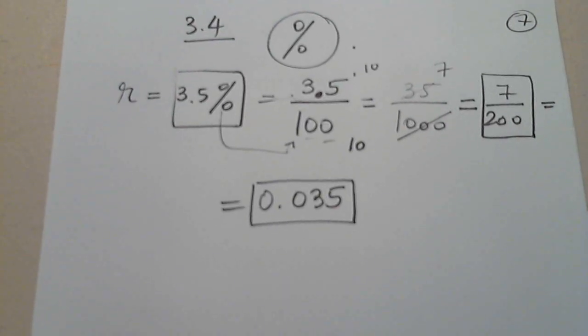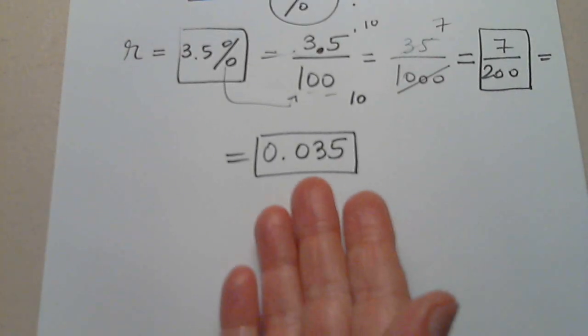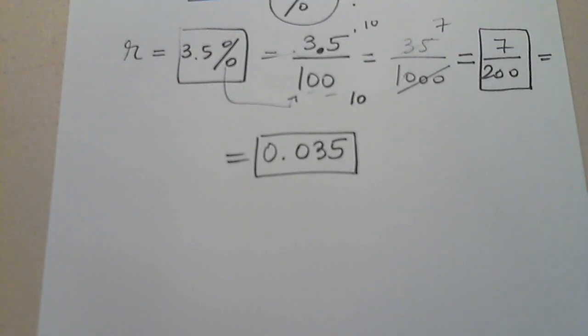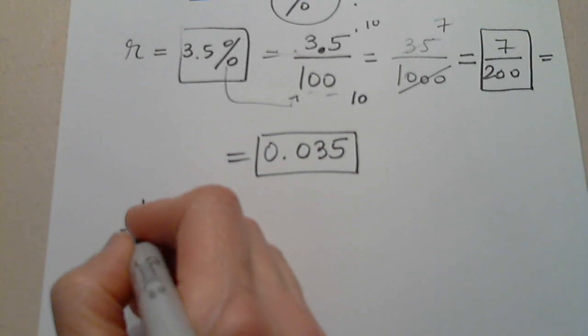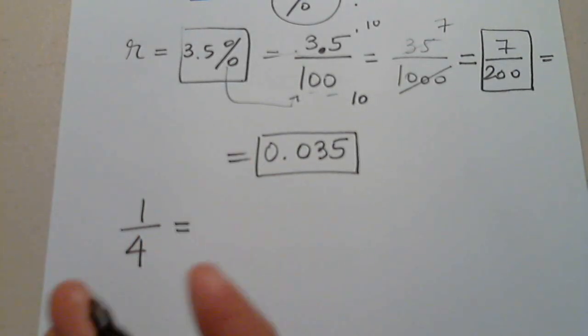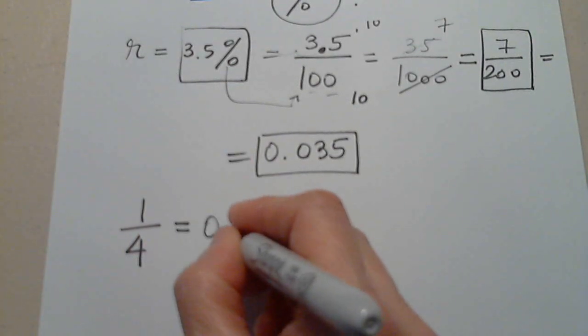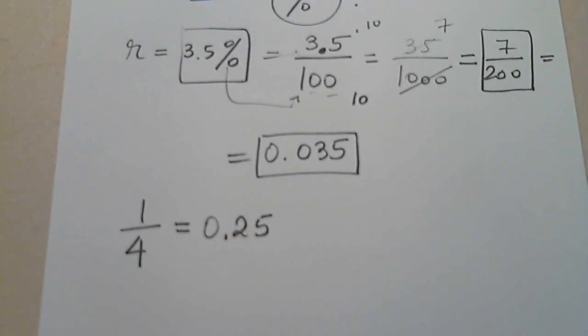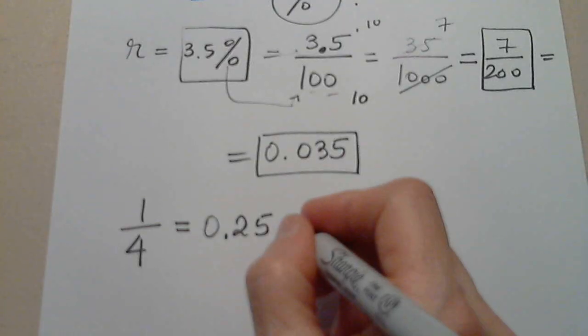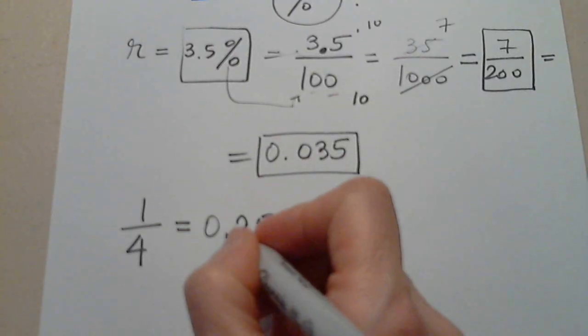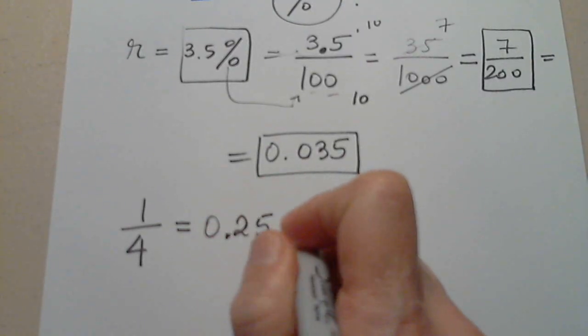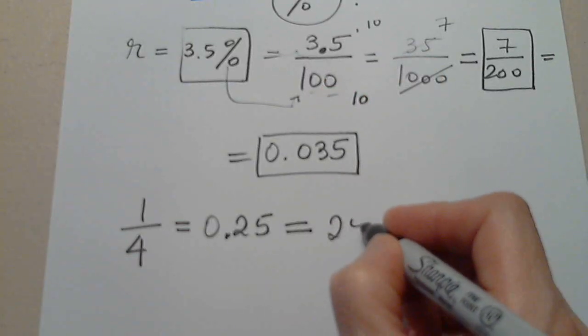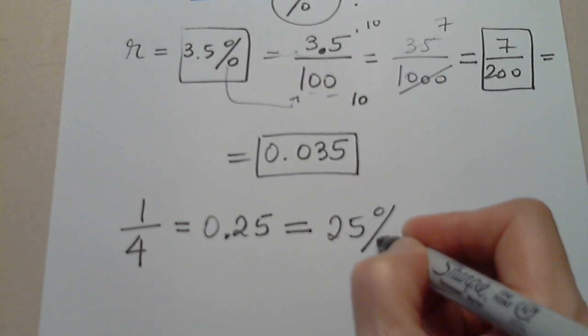What if I am given a fraction or a decimal number? How do I change it into percent? So here's an example. Let's say I have 1/4. I know what 1/4 is. 1/4 is 0.25. It's a quarter. How do I change this into percent? I move the decimal point to the right 2 spots. And this is nothing else but 25%.